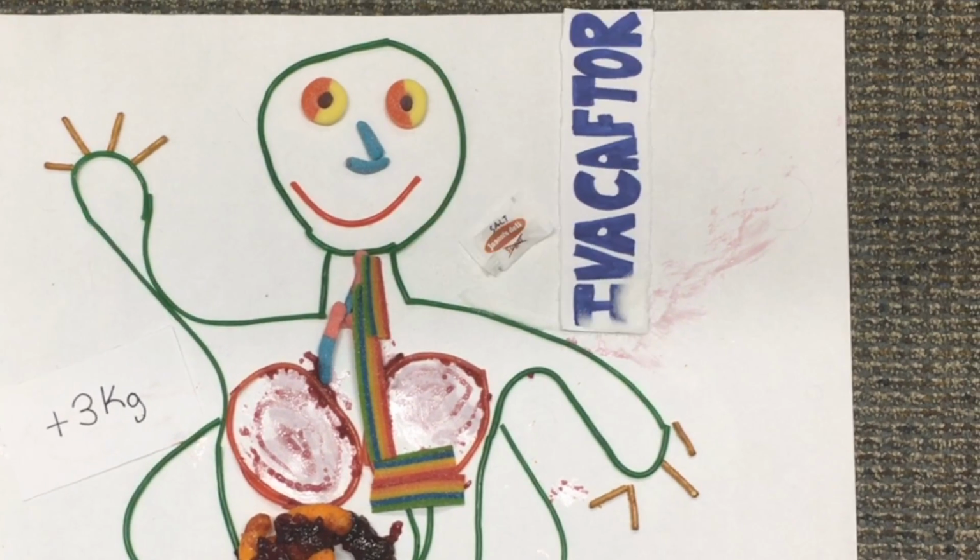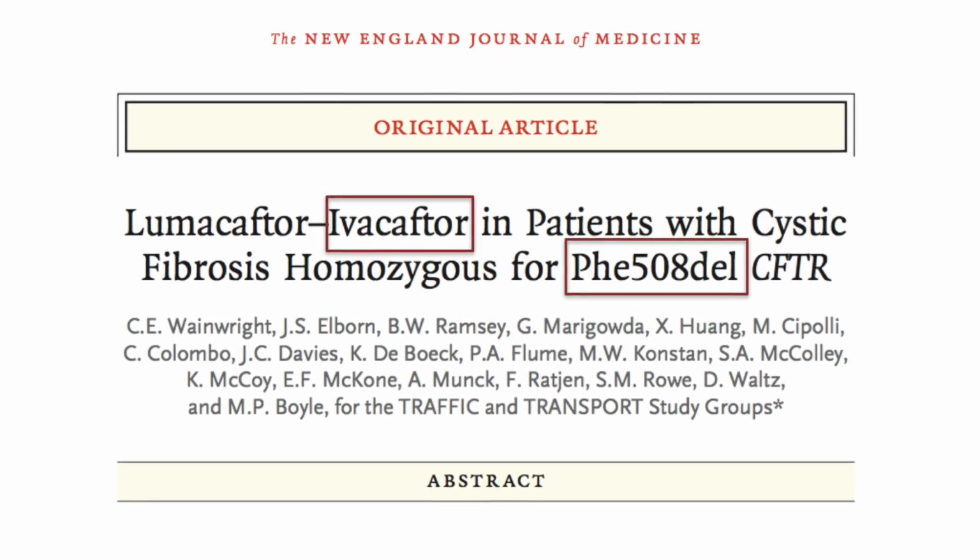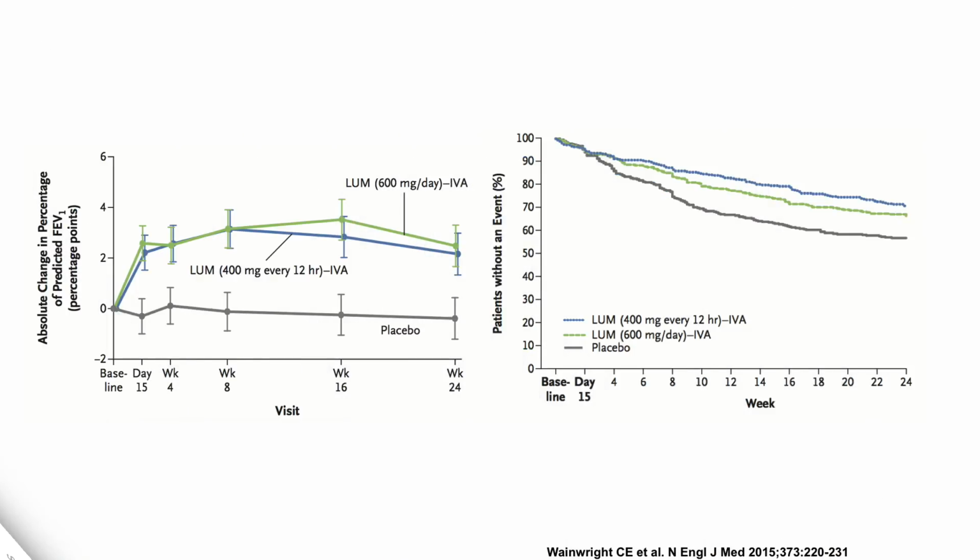Since being approved to treat class 3 patients, Ivacaftor has shown some promise as a combination therapy for treating class 2 patients, which account for the majority of the CF population. Together with Lumacaftor, Ivacaftor shows a slight improvement in FEV1, and patients encounter fewer health-related complications.